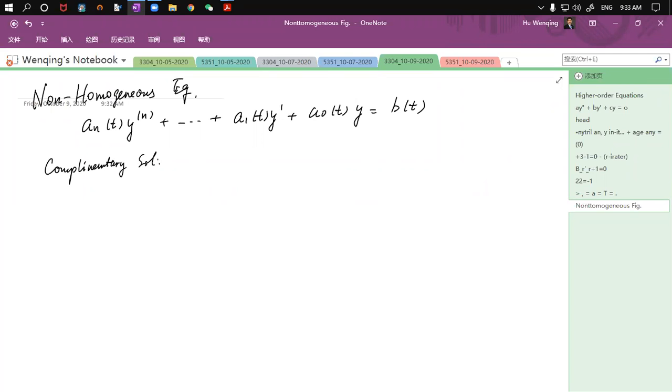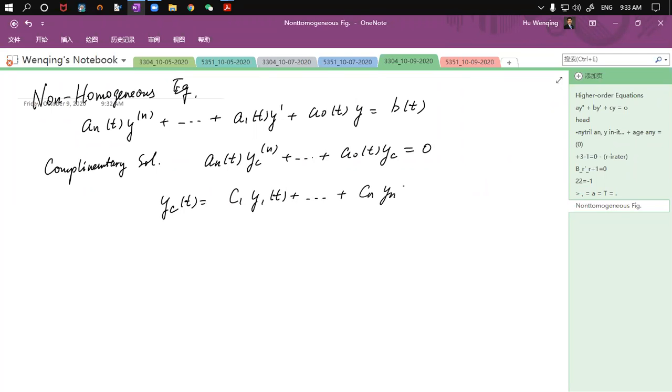Okay, so the complementary solution satisfies a_n(t) times the nth derivative of yc plus dot dot dot plus a0(t) yc is equal to 0. And the complementary solution is yc(t) equals c1 y1(t) plus dot dot dot plus cn yn(t). So that's going to be the complementary solution. But from the complementary solution, you also need a particular solution, right? So you also need a particular solution.